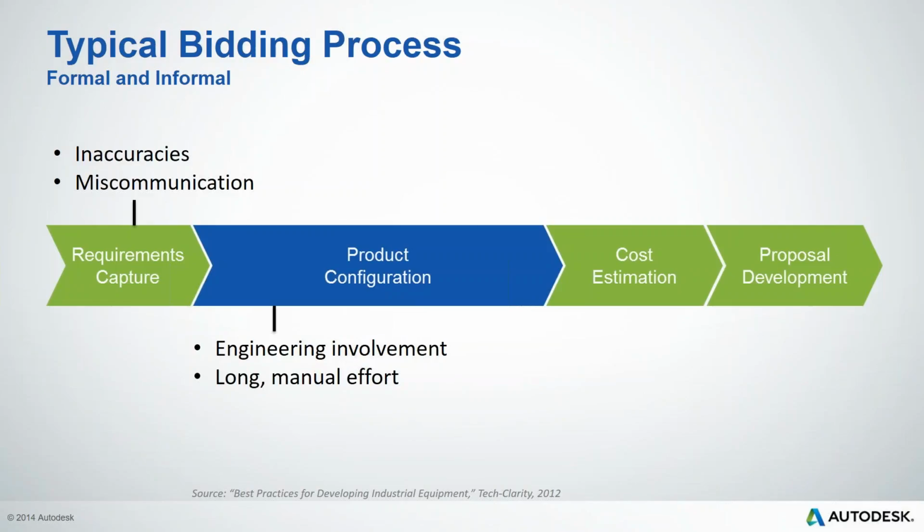And then when we move from product configuration, or even during, like I mentioned up front, into cost estimation, this is where we can start to be a little more inconsistent, right? We have folks taking information from engineering, moving into the estimation group.